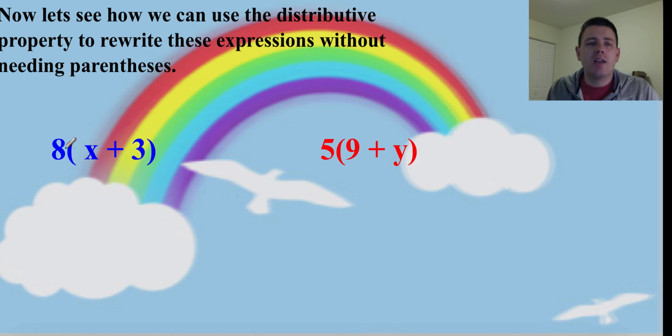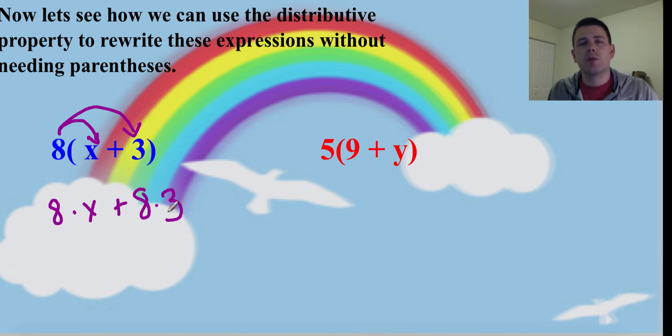Right now, I have 8 times, and then in parentheses, x plus 3. We can't combine x and 3 together. One's got a variable, one doesn't. But I really don't like to have expressions that have parentheses in them. I like to simplify things a little bit, and the distributive property lets me do that. Instead of having to worry about what x plus 3 is, I can simply distribute my 8 through to each of those pieces. So I'm going to do 8 times x, and then I'm going to do 8 times 3. I'm going to multiply that number on the outside times each of the pieces on the inside.